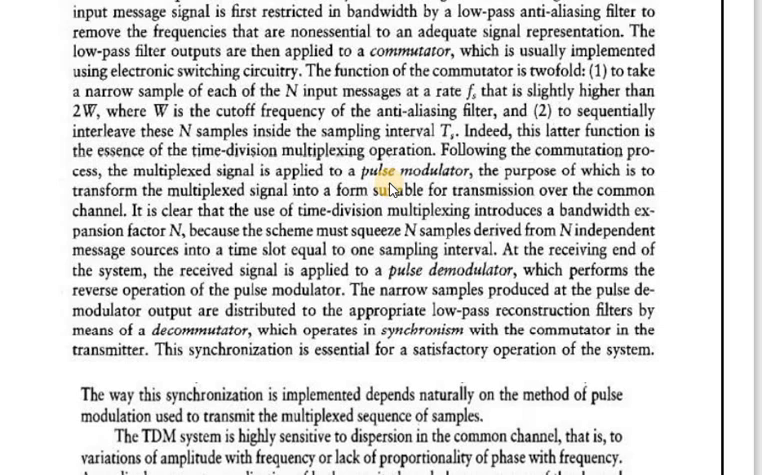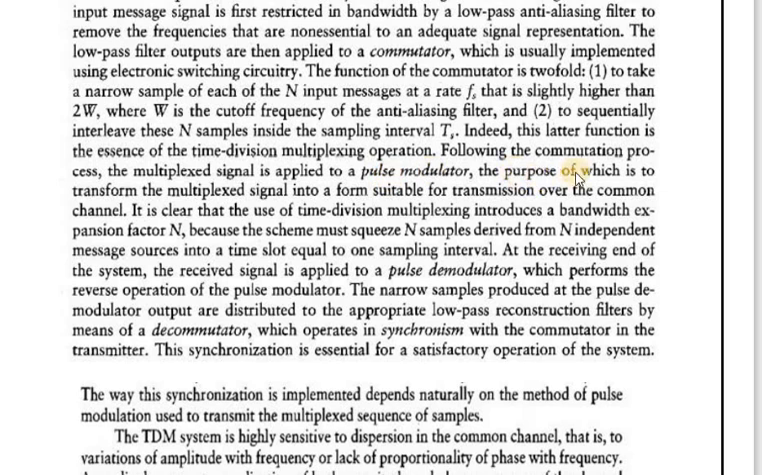You can take either of the pulse modulators depending upon your particular application. The main purpose is to transform this multiplexed signal into a suitable form to transmit over a communication channel, because you have to transmit it from the transmitter to the receiver. Some modulation has to be done. You can use any pulse modulation, such as PCM, DM, ADM or DPCM, any one.